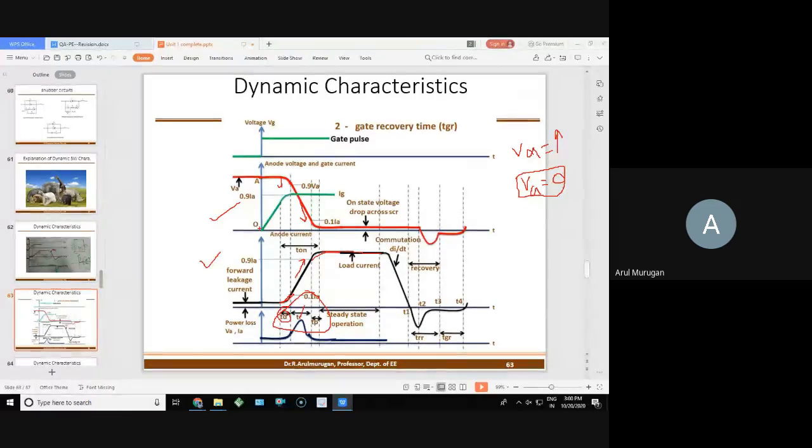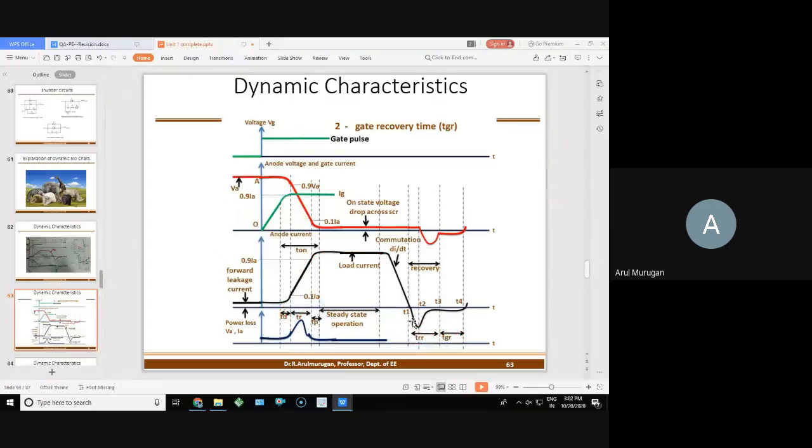Then commutation, I mean the turn-off method that you use for commutation. What are the methods? Commutation class A, class B, class C, class D. What are class C and class D? Auxiliary commutations. This is called the reverse recovery time and then the gate recovery time. These two help to show the turn-off time period. Reverse recovery time, gate recovery time.